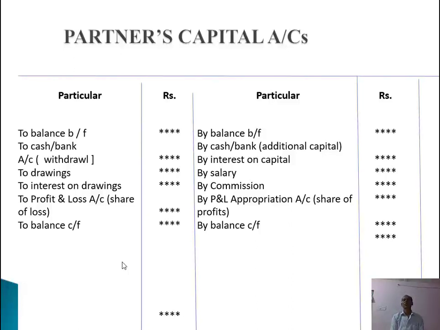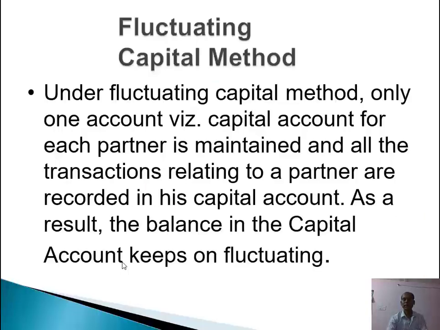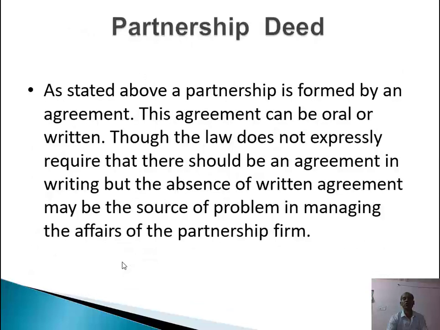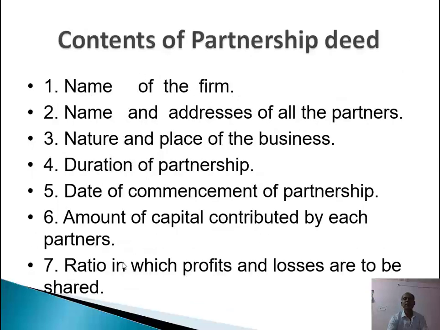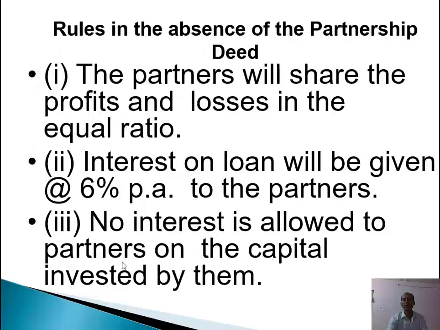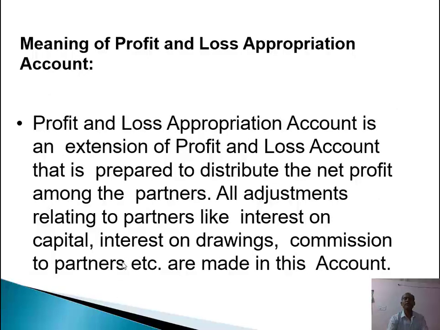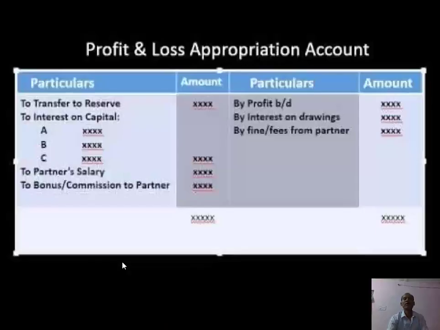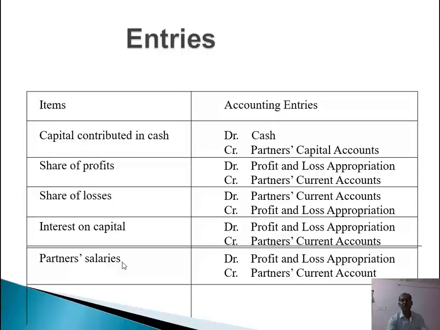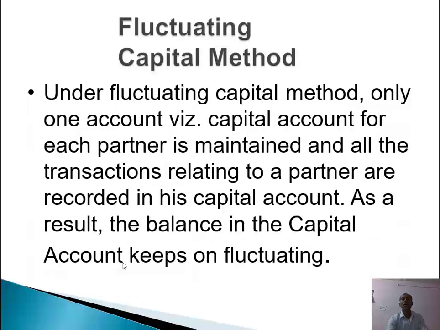Okay, so with this we conclude this class, and we have clearly seen from the beginning what a partnership deed is, what the contents of the partnership deed are, what the aspects are if they're not mentioned in the deed, what the profit and loss appropriation account is, and some entries, and the fluctuating method and fixed capital method. Okay, thank you.